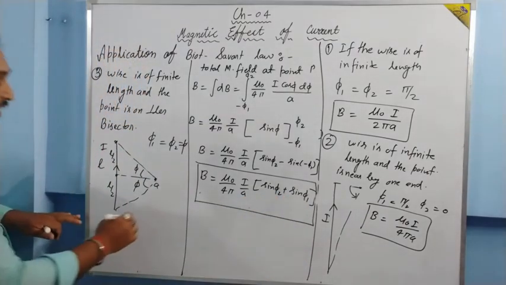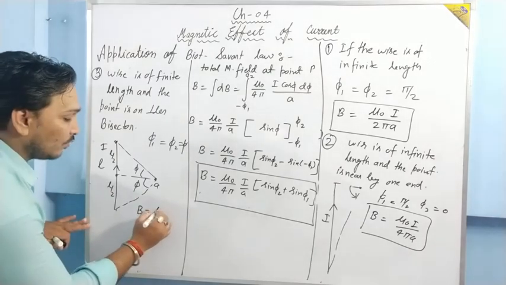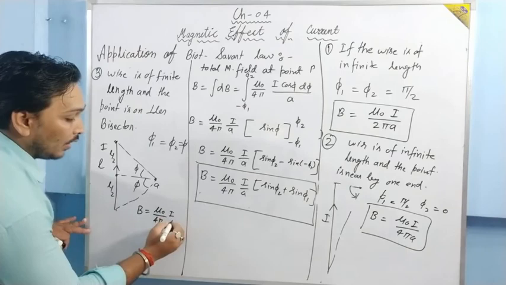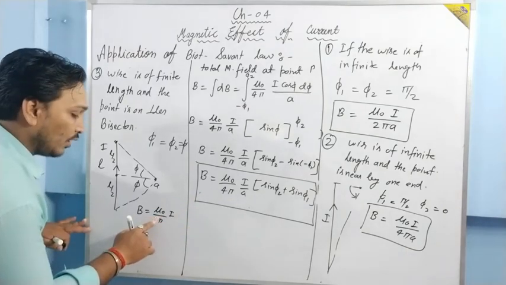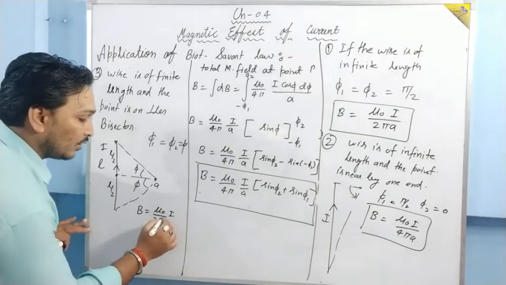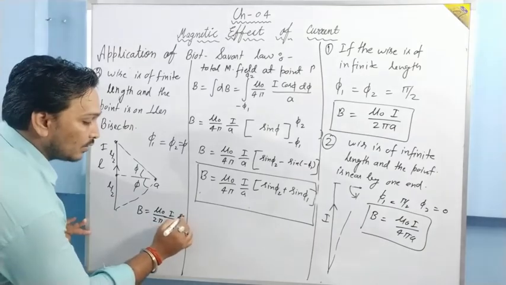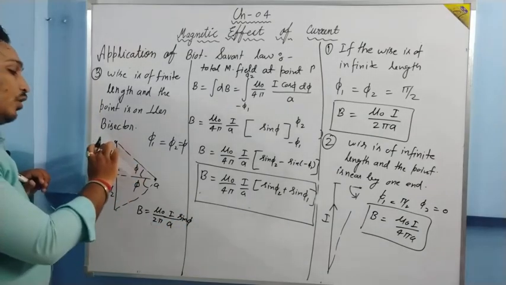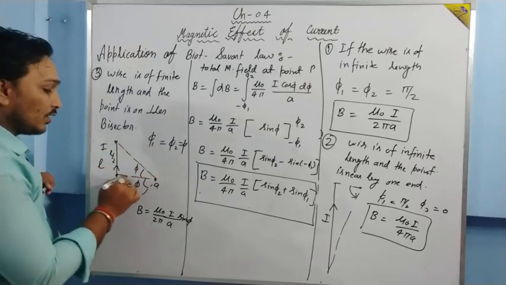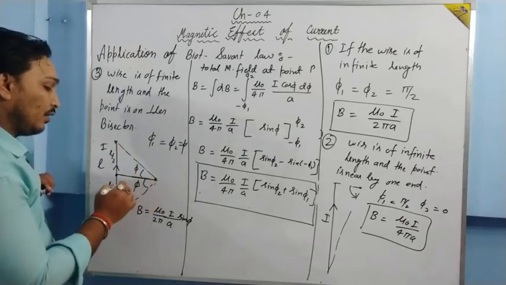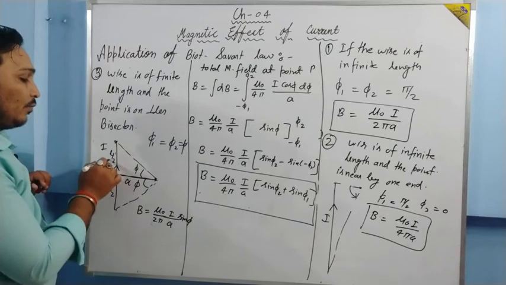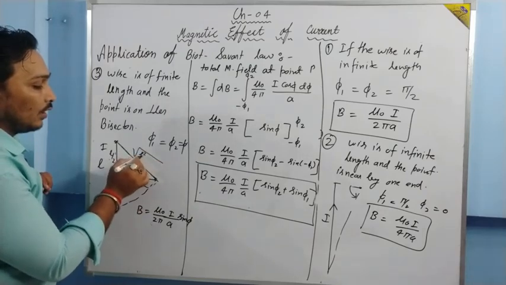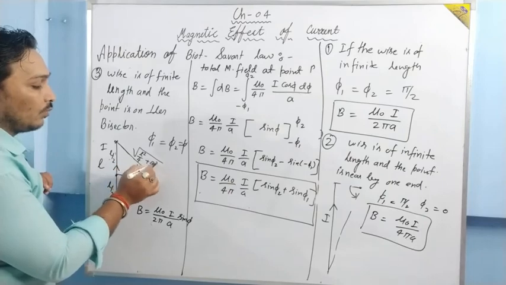So what will be the magnetic field? Magnetic field B is equal to mu naught upon 4 pi I 2 sin phi. 2 will cancel with the 4, and we will get mu naught I upon 2 pi a sin phi. Further, this sin phi can be written as L by 2 upon hypotenuse. Now this distance you have considered as a and this distance is L by 2. What will be this distance? It will be under root L square by 4 plus a square.